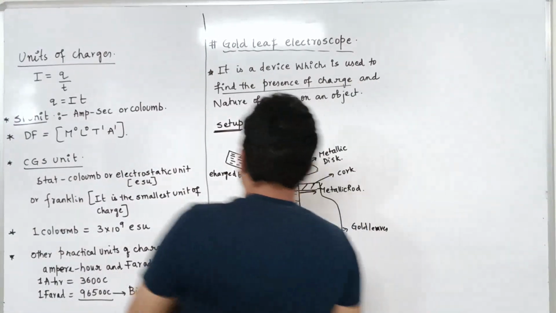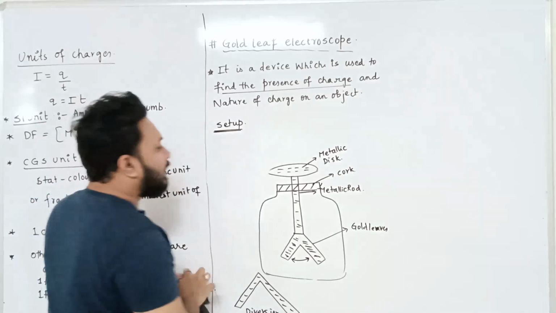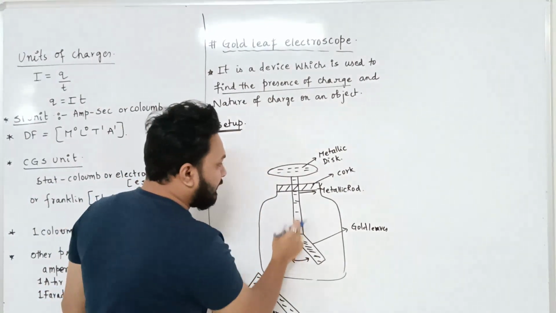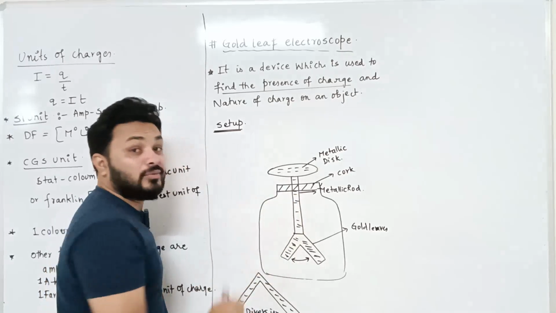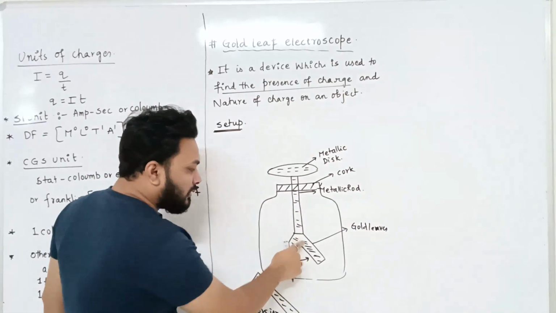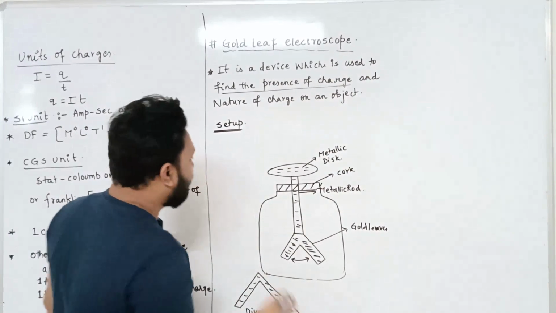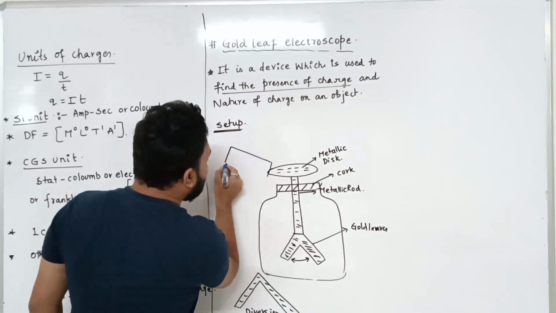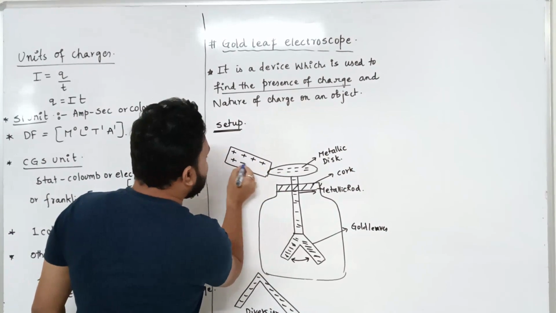Now we are taking out this charged body. We are removing the charged body now. Now this setup, which contains the metallic disc, metallic rod and the gold leaves, is negatively charged now. So now this gold leaf will diverge. Understood? Now what we are doing? We are taking a positively charged body and touching it to the metallic disc. This is the positively charged body.